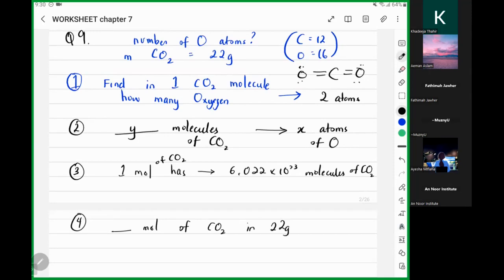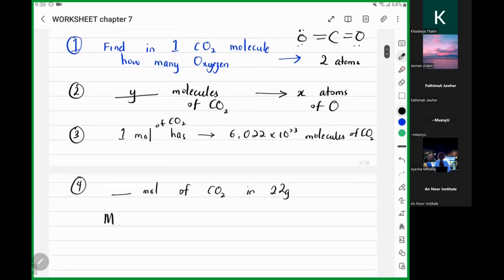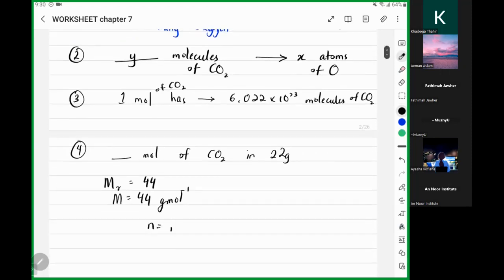So if you find the number of moles of CO2 in 22 grams, then you're set. So now if I find the molar mass, relative molecular mass is 44. You know that, right? 16 into 2 plus 12. So the molar mass will be 44 grams per mole. So the number of moles will be n equals small m over capital M. 22 gram divided by 44 grams per mole. So you get 0.5. We got 0.5 mole or half a mole. Let's just leave it as half a mole.